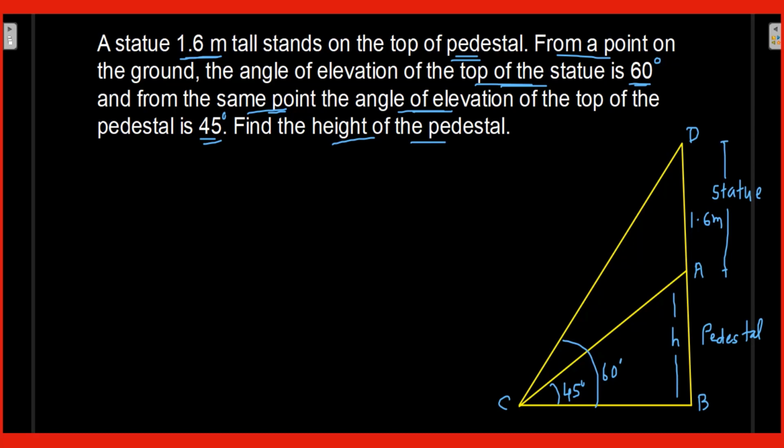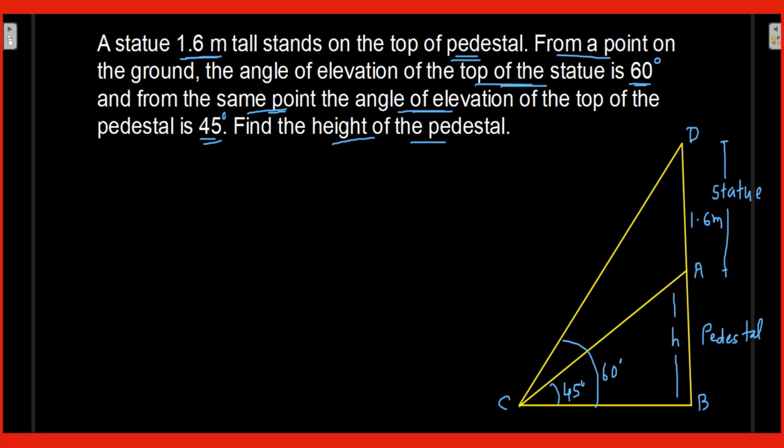Now friends, here in the question it is given that AB is a pedestal, and on the top of the pedestal there is a statue AD whose height is given as 1.6 meter, and from a point C on the ground the angle of elevation of the top of the statue is given as 60 degree, and from the same point C the angle of elevation of the top of the pedestal, that is the foot of the statue, is 45 degree, and we have to find the height of the pedestal.